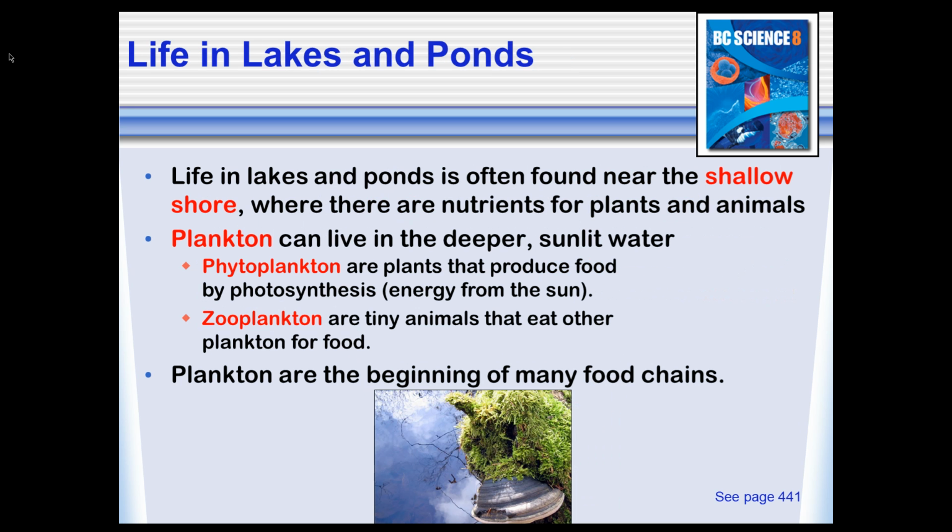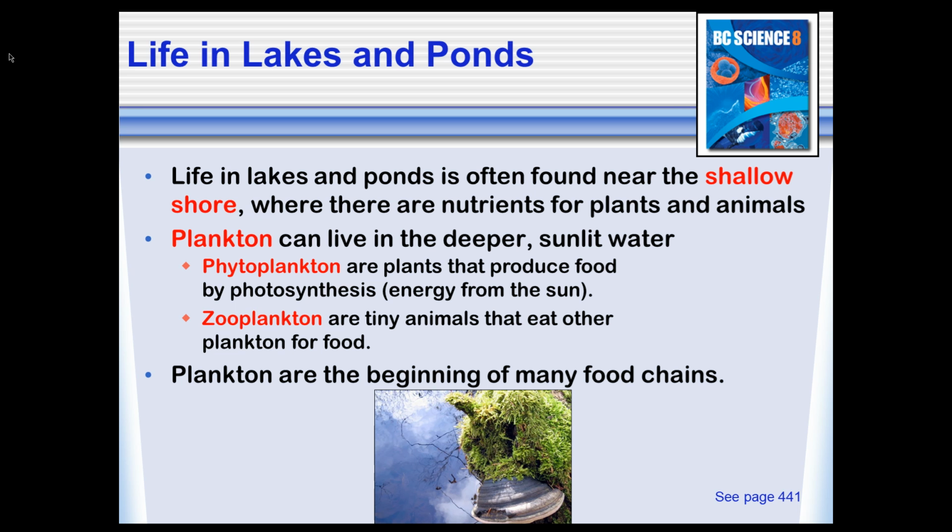Life in the lakes and ponds is often found near the shallows, near the shore, where there's a plethora of nutrients for the plants and animals. Plankton can live in the deeper sunlit water, right? Phytoplankton, the plant plankton, requires sunlight for photosynthesis, so it can't live too deep.